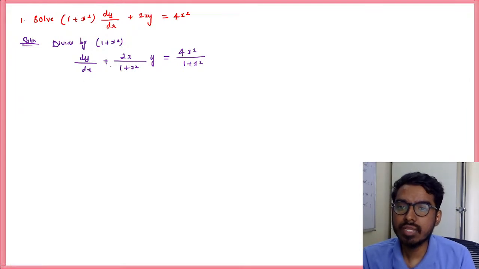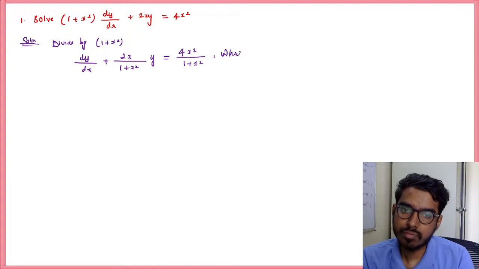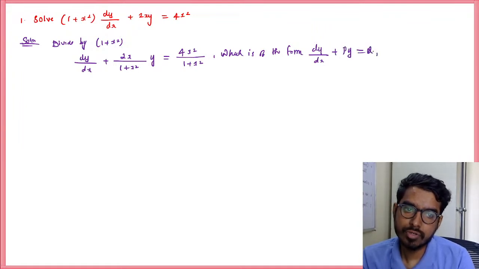So which is of the form dy by dx plus py is equal to q, where what is p here? So p is given by 2x by 1 plus x square, and q is given by 4x square by 1 plus x square.